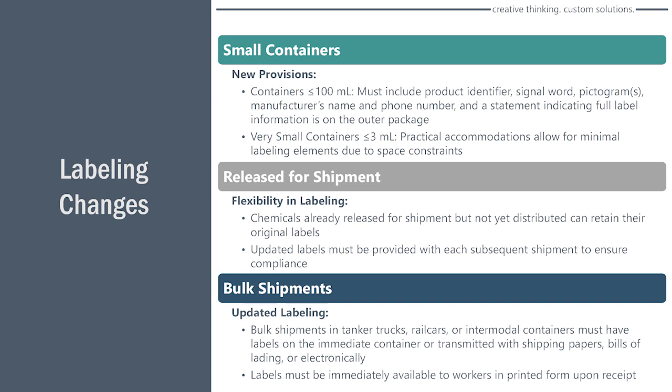If they had already released some things for shipment, they could still leave the original labels on them. They didn't have to call them all back and relabel them under the new labels before they could continue shipping them out. And then for bulk shipments in tanker trucks, rail cars, intermodal containers, they must have labels on the immediate container or transmitted with shipping papers, bills of lading, or electronically. And the labels must be immediately available to workers in printed form upon receipt.